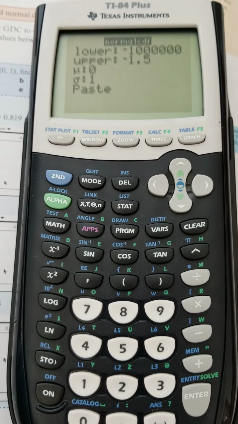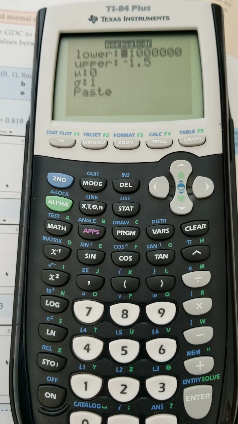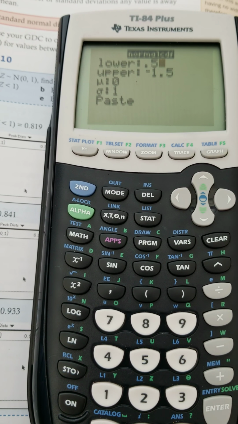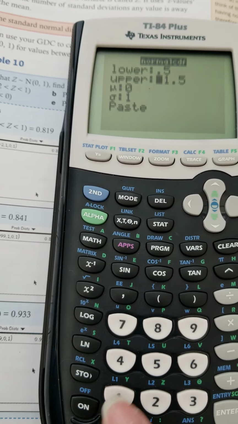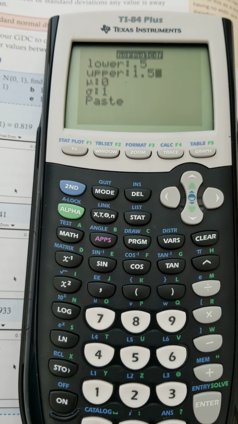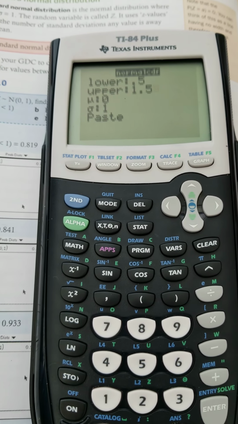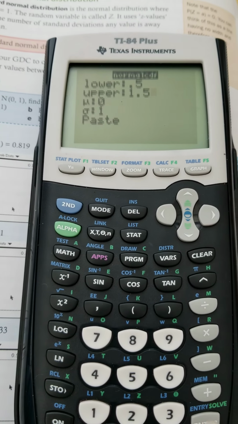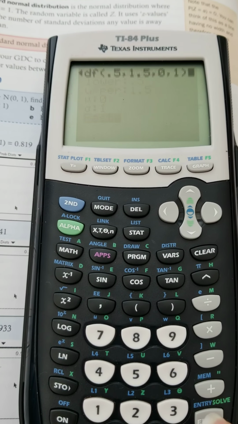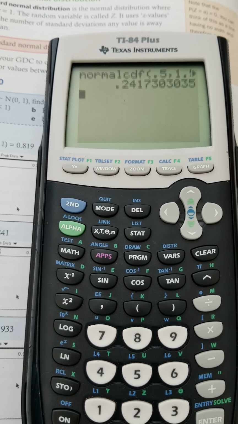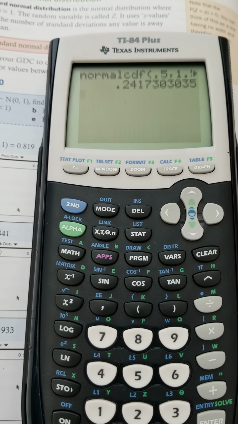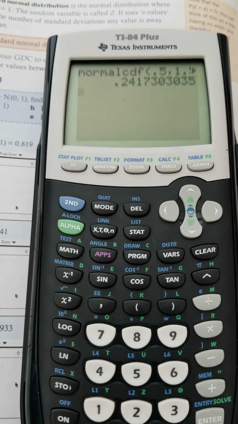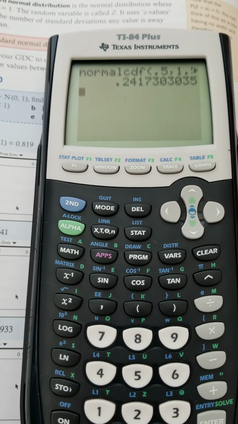And it's going to ask us for a lower limit and an upper limit. So in this case, our lower limit was 0.5. Our upper limit was positive 1.5. Our mean is 0 and our standard deviation is 1. That's the default that the calculator uses, which happens to match what we want. So we're just going to hit enter. And the answer is about 24%. 0.241 or 242 is the area under the curve, which corresponds to the percent.